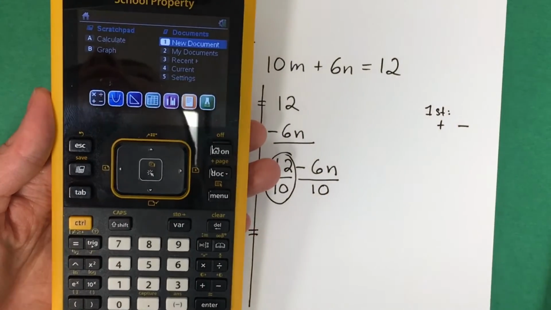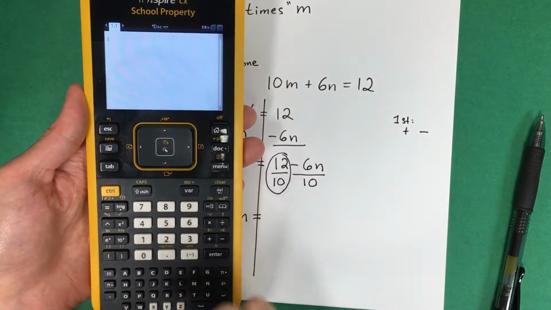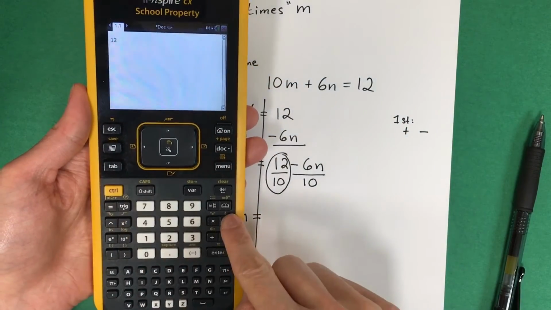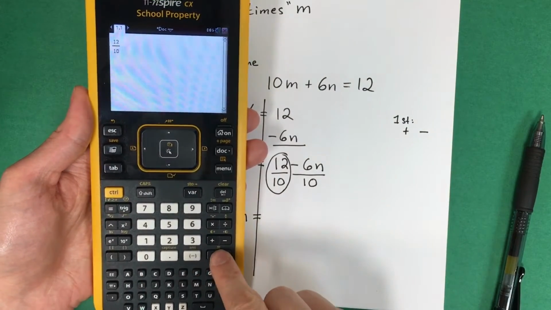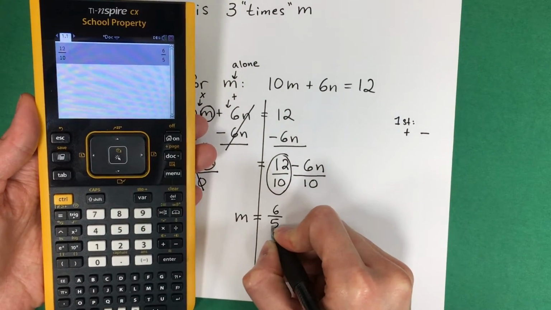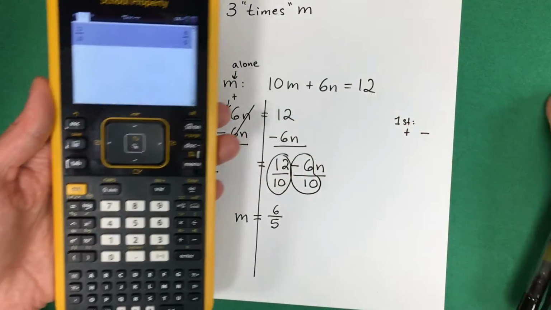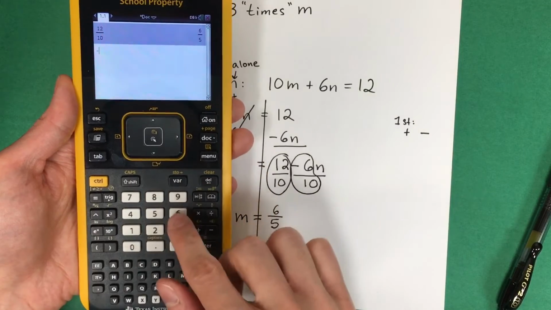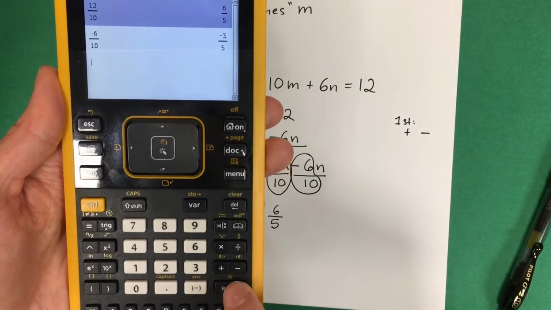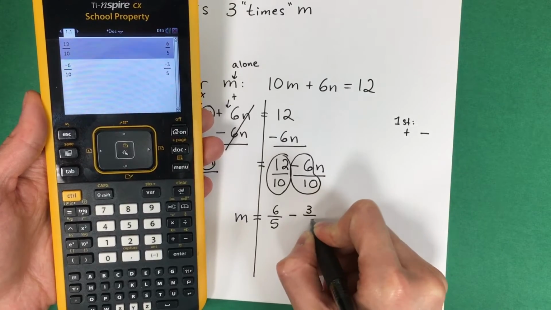So grab your calculator. 12 divided by 10. So 12, to do the line down, it's control, divide, 10, enter. And I get 6/5. Now in the calculator is negative 6 divided by 10, no letter. So negative 6, control, divide, 10, enter. Okay, that's negative 3. So minus 3 divided by 5.